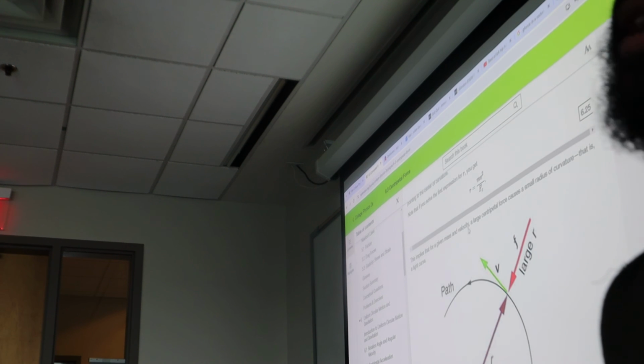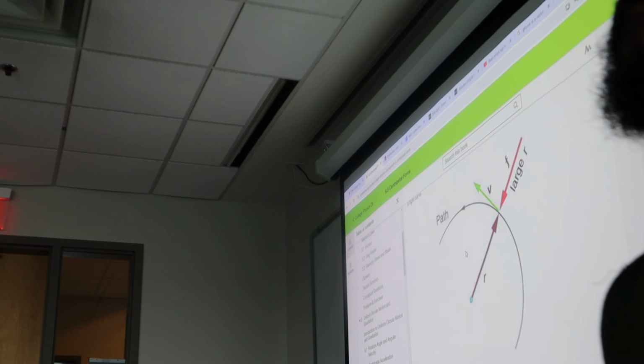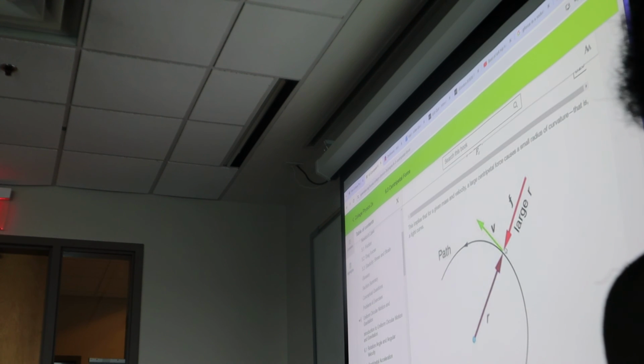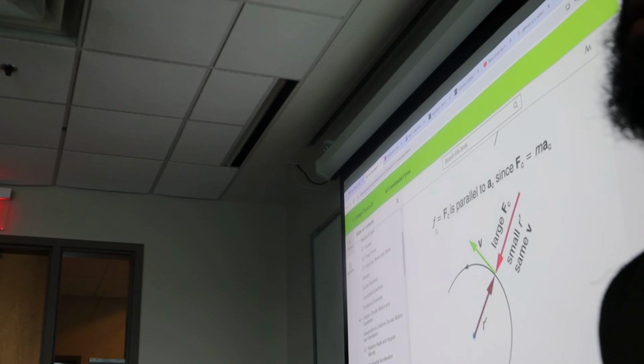This implies that for a given mass and velocity, a large centripetal force causes a small radius of curvature, that is, a tight curve. A large centripetal force causes a small radius of curvature. Yeah, because if I turn my wheels in more to get a greater centripetal force, then I'm cutting this radius. So that makes sense.